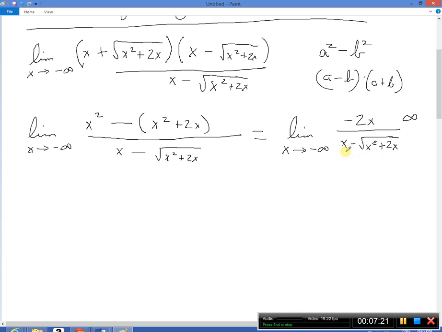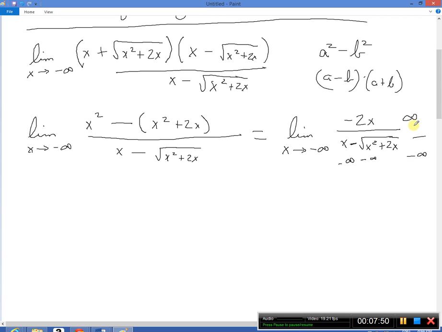The bottom, however, what's it doing? As x goes to negative infinity, this is negative infinity. Inside here, that x is being squared, so this is getting large positive. The 2x isn't nearly as big, so x squared is going to dominate. So this is going off to plus infinity, but we're subtracting it. So it's minus infinity, which is going off to minus infinity. So we have an infinity over minus infinity, which is also bad news.